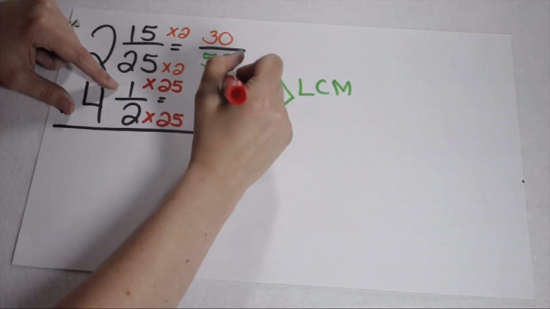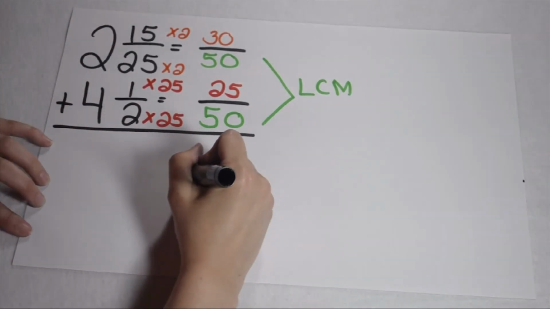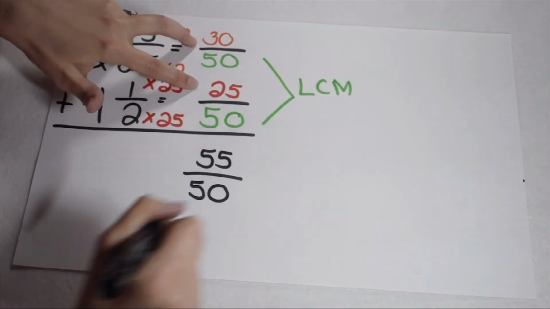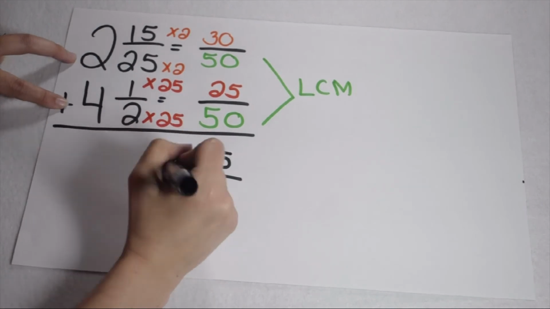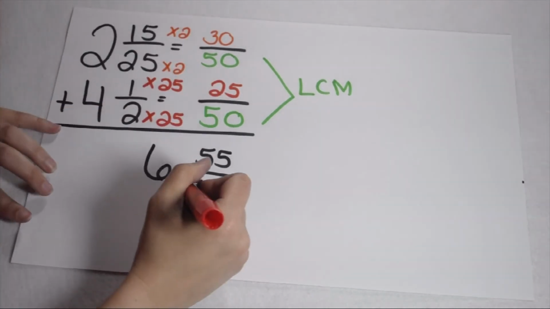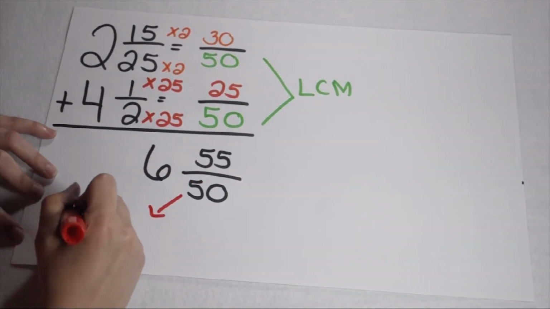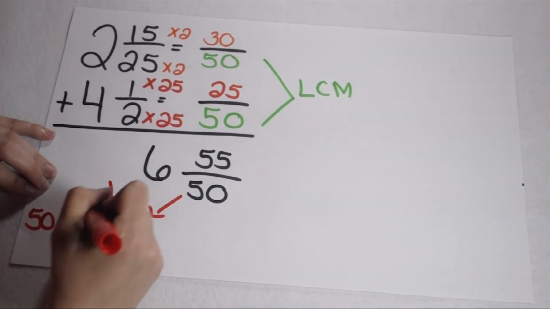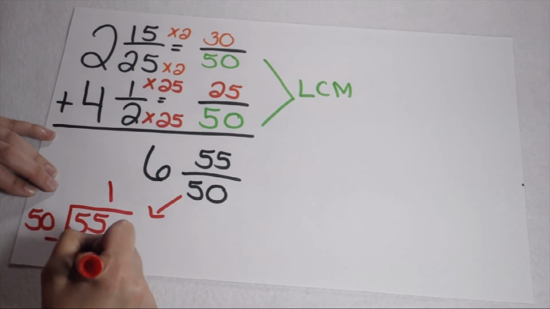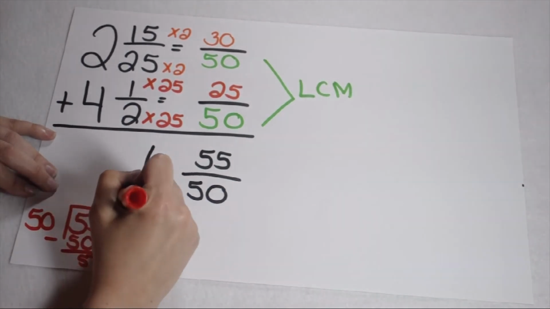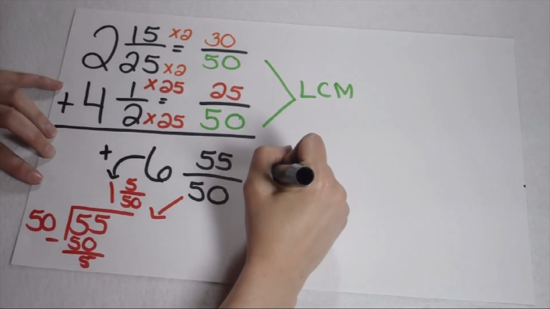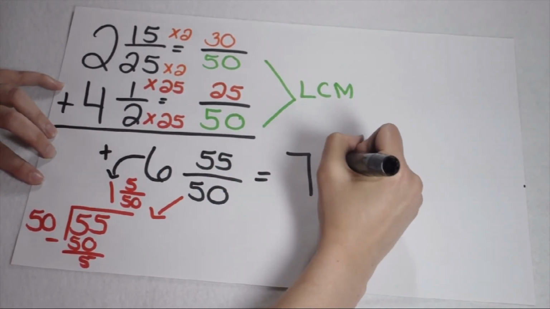We can add our pieces together. Our common denominator is going to be 50, 30 plus 25 is going to give me 55, and 2 plus 4 is going to give me 6. But my 55/50ths is improper, so I need to divide 55 by 50. When I do, I have 5 left, so that's another 1 and 5/50ths. I can add these two pieces together to give me a total of 7 and 5/50ths.